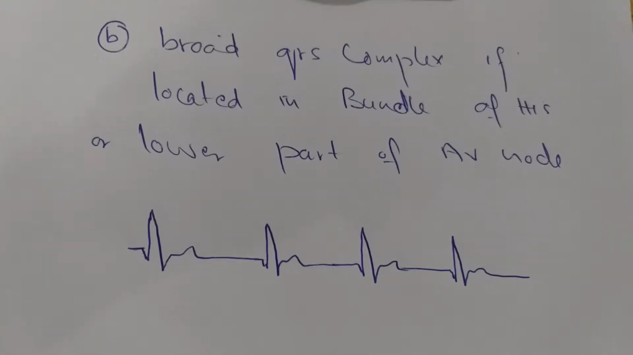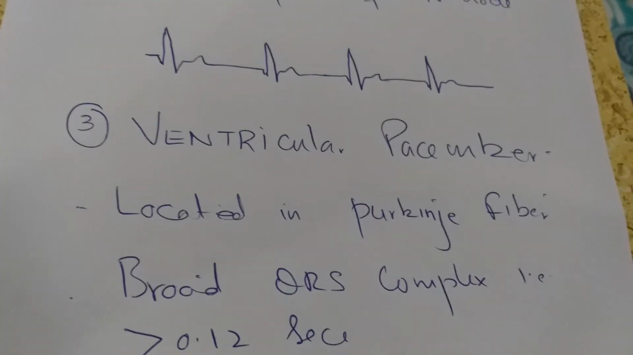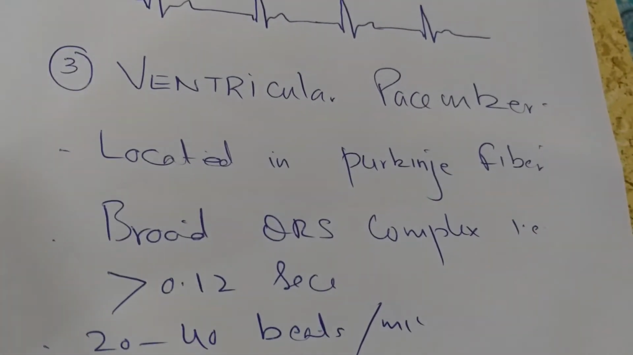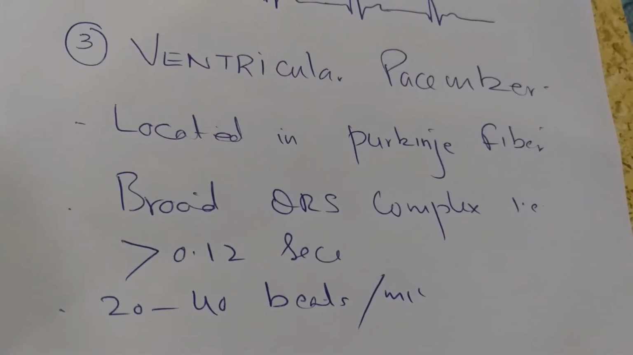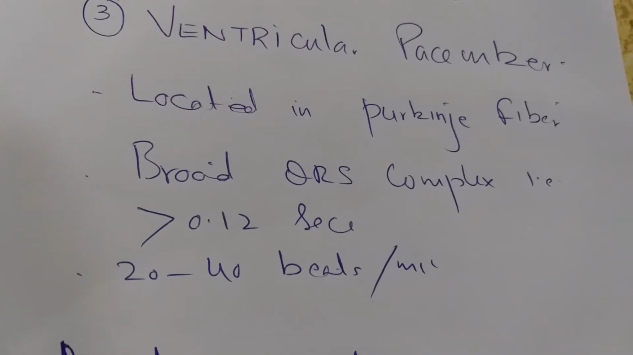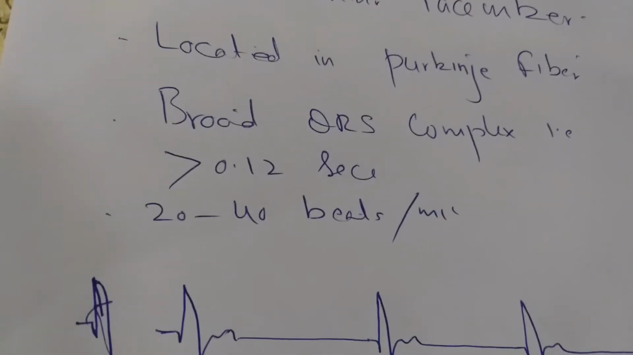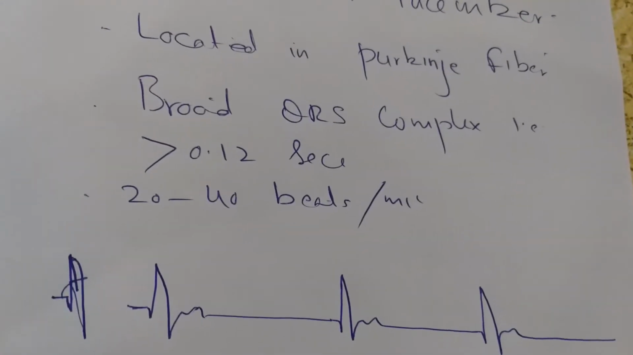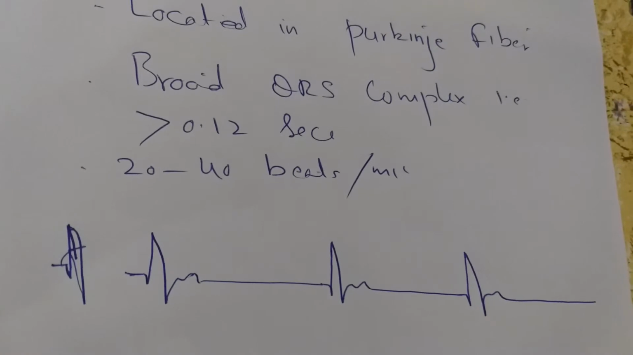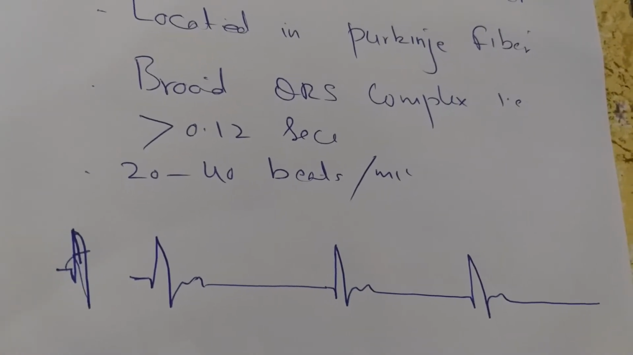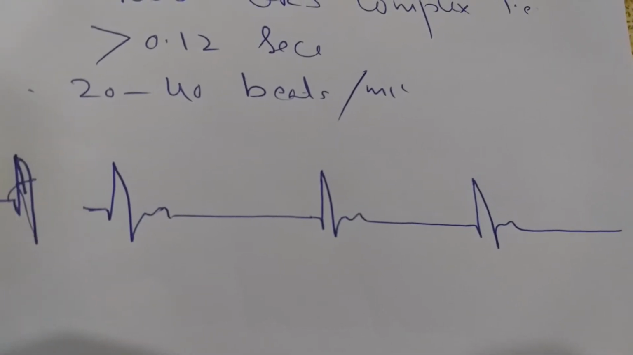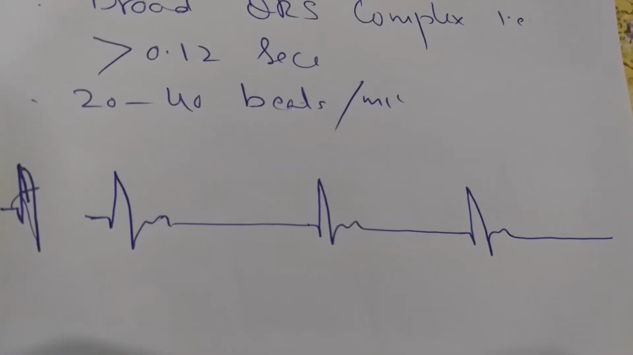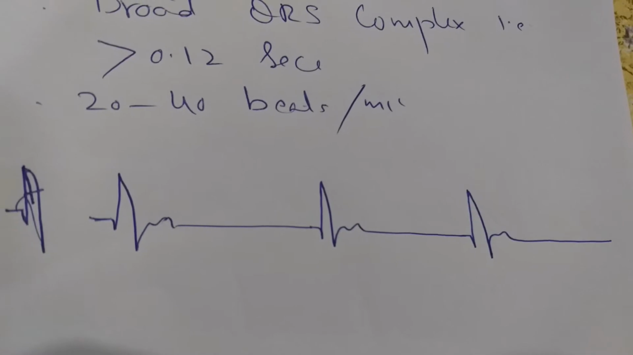These would occur at 40 to 60 times per minute. And the last one is the ventricular pacemaker, which is located in the Purkinje fibers, and it generates broad QRS complexes which are more than 0.12 second or more than three small boxes. Impulses are generated at a rate of 20 to 40 beats per minute, and the complexes are broad, broader than three small boxes. These are the ventricular pacemakers.